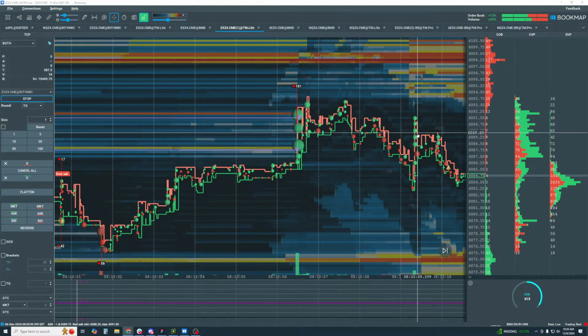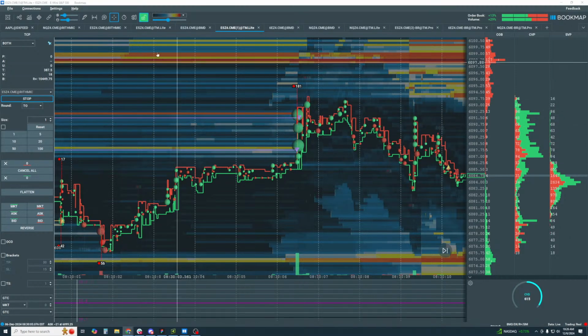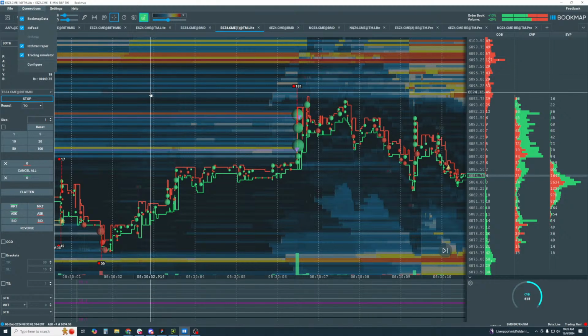Okay, yeah, the CME. Well, it depends on you. You might be using Bookmap data. I'm not sure. You go to your data connections up here and see if you're connected to Bookmap data up here or Rhythmic. I'm connected to both, and I'm also connected to a Rhythmic. Oh, I named it here, my Rhythmic paper trading. I'm connected to our trading simulator as well for the competition coming up.